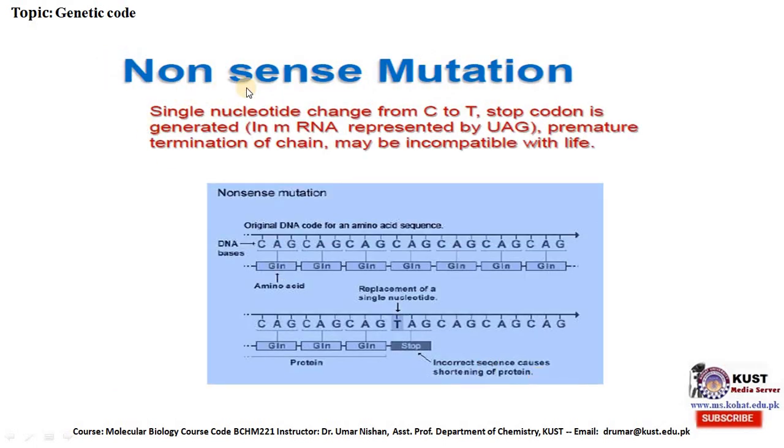There is another situation where it can result in a nonsense mutation. Single nucleotide change from C to T, and a stop codon is generated in messenger RNA, represented by UAG. Premature termination of the chain may be incompatible with life. So here, in this case, the replacement of a single nucleotide by T results in an incorrect sequence and causes shortening of the protein. So this is an example of a nonsense mutation.